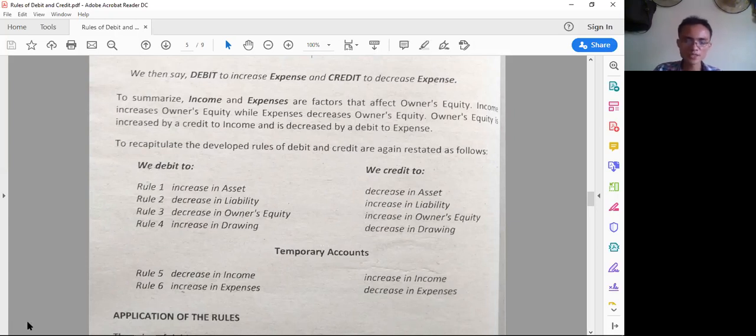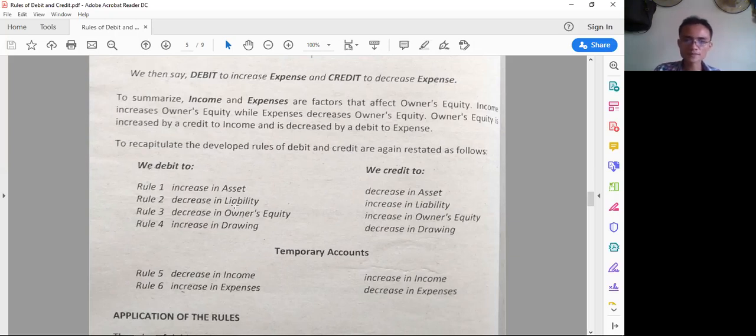So the increases on debit would be asset, drawing, and expenses. And on the credit side, the increases would be liability, owner's equity, and income. So to summarize, I would suggest that you know one side, because if you know that, you will know also the other. What do I mean?